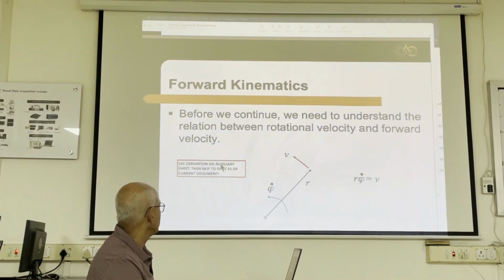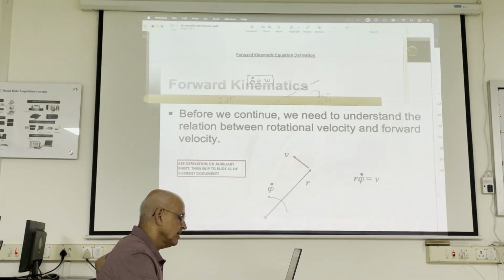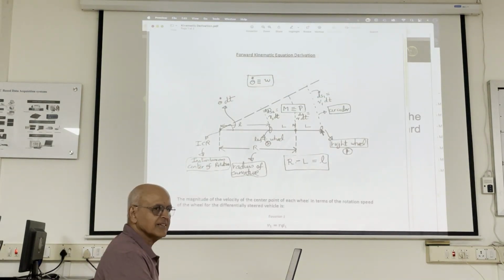Now I'm not going to use this derivation. That's why I've got a note saying I don't like this derivation really. I have a separate sheet, and that's already uploaded. So the left wheel is here, the right wheel is here. L is the spacing from the left wheel to the midpoint of the axle, and L from the midpoint to the right wheel. The right wheel is 1, the left wheel is 2.